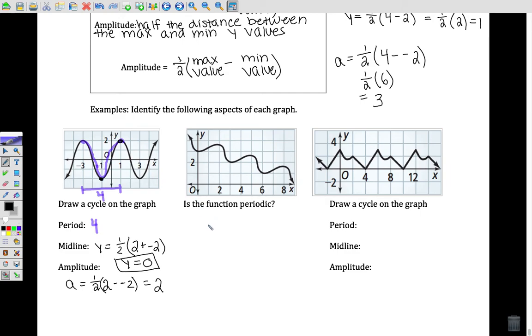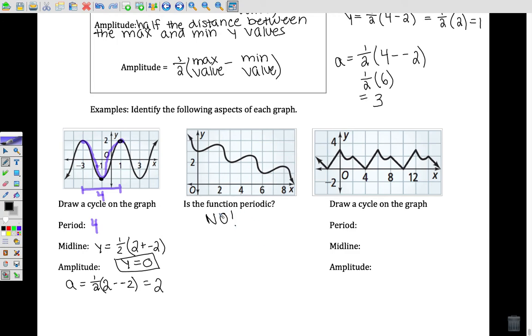If we look at the second graph, first we have to determine if it's periodic or not. Even though it keeps making the same curved shape, these y values are not repeating. The y values actually keep going down, down, down. So it's not repeating the same y values over and over again. So it's not periodic.